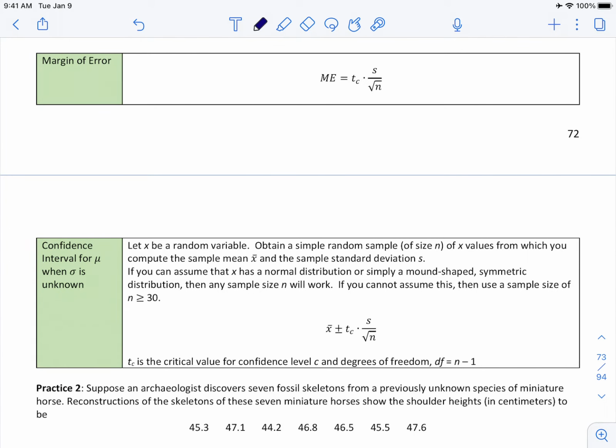Margin of error. So our margin of error formula is TC, which we just learned how to calculate, times S divided by the square root of N. And then our full confidence interval formula is we're going to be doing x bar plus or minus TC times S divided by the square root of N. So again, you see this is the same thing. It's your point estimate plus or minus the margin of error.